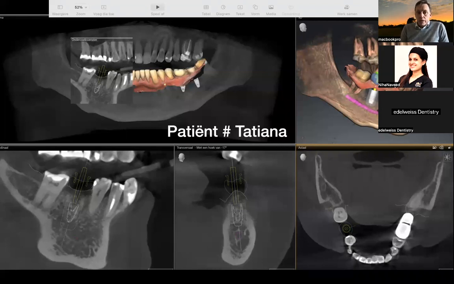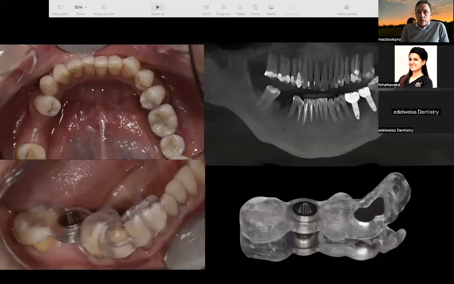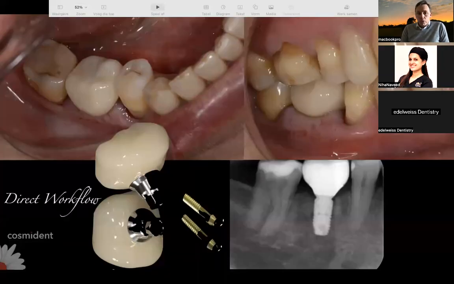We did the immediate placement of the implant and afterwards immediately loaded it with an immediate loading crown, in this case an Edelweiss CAD/CAM crown, which you will see here. This is the case which we did first. And this was also, like Daisy already told before, the start of the new block, which we wanted to have.